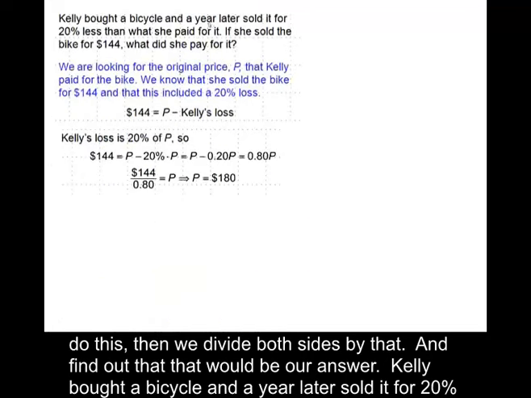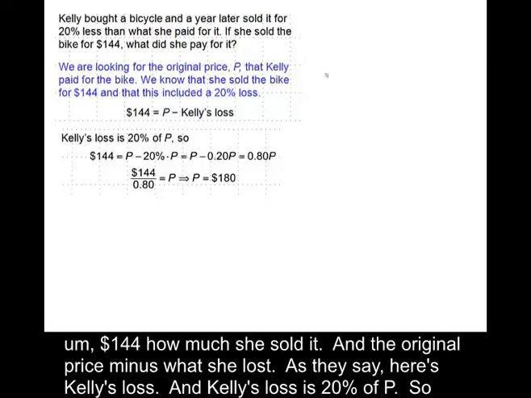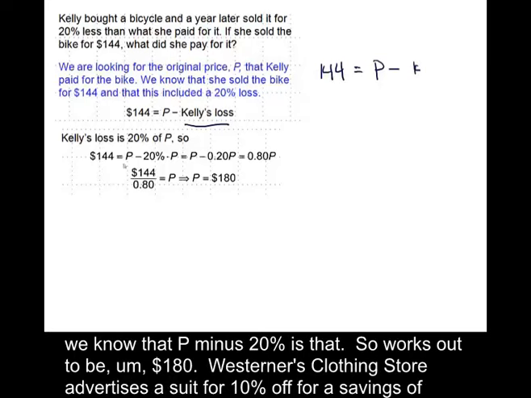Kelly bought a bicycle and a year later sold it for 20% less than what she paid for it. If she sold the bike for $144, what did she pay for it? We're looking for the original price. So we have $144 is how much she sold it, and the original price minus what she lost. Kelly's loss is 20% of P, so we know that P minus 20% of P is that, and so it works out to be $180.